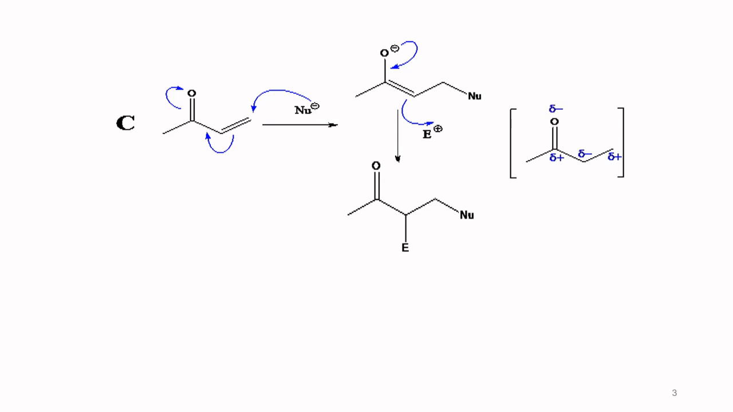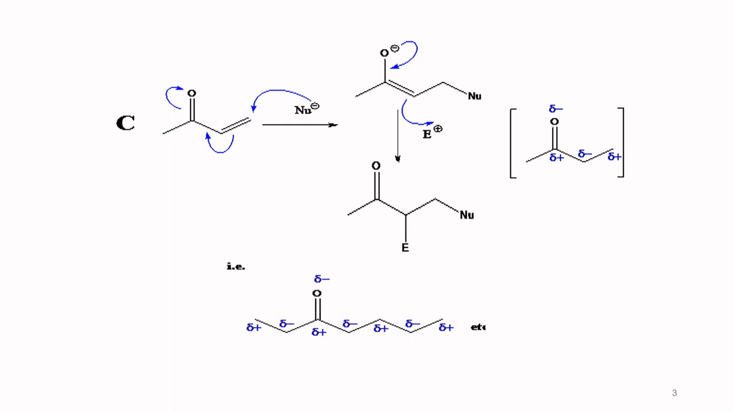So this is how we write the latent polarity. Oxygen is always partially minus, and then we have partially plus here, and then the next carbon is partially minus, and the next carbon is partially plus, written alternately.